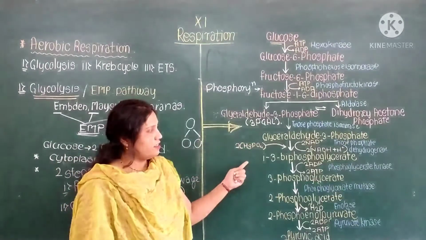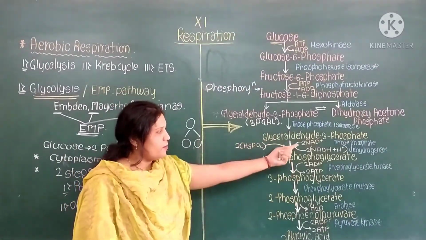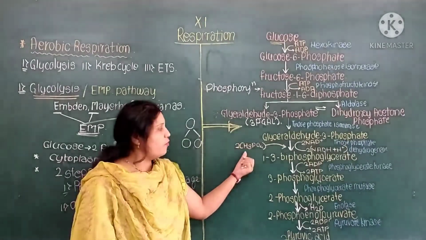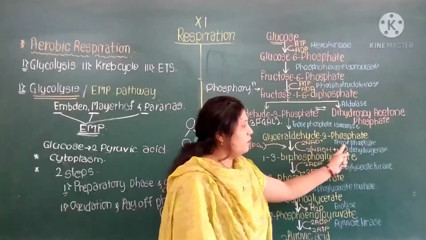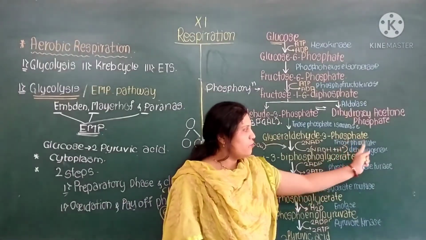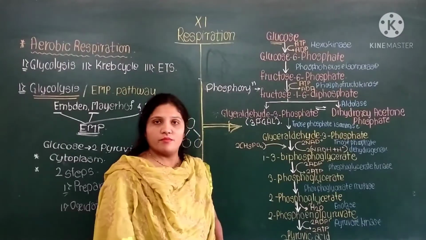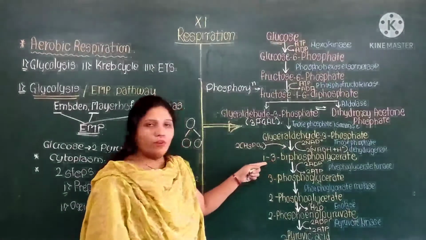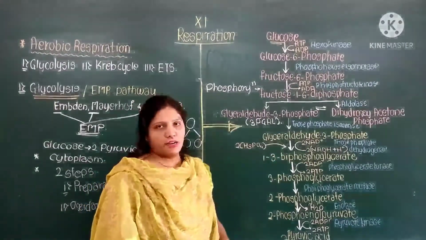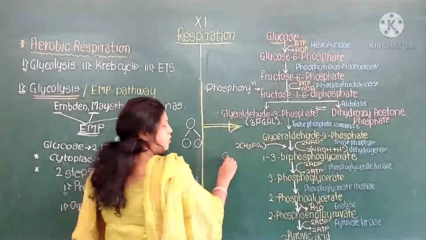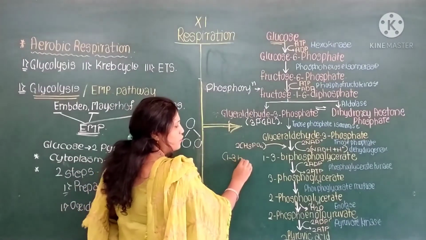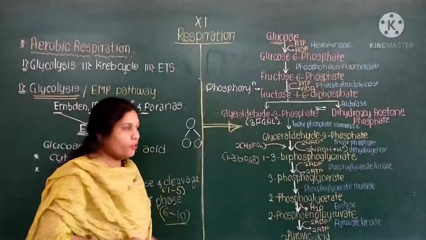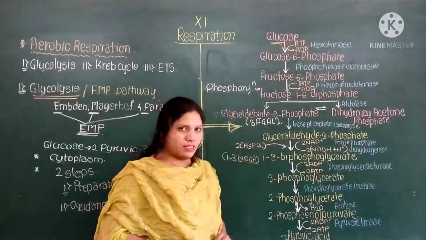It undergoes oxidation in the presence of NAD, as well as the addition of H3PO4. This process is completed in the presence of triose phosphate dehydrogenase. Okay, so in the presence of that, glyceraldehyde phosphate converts into 1,3-biphosphoglycerate. In short you can write it like this: 1,3-biphosphoglycerate, or you can say phosphoglyceric acid.